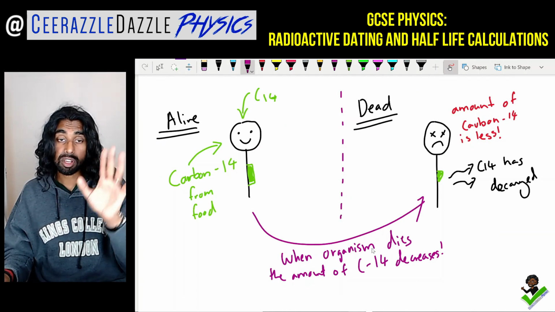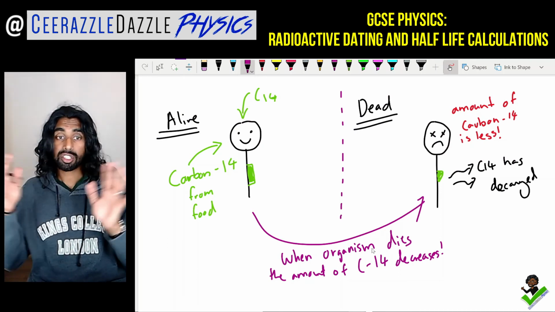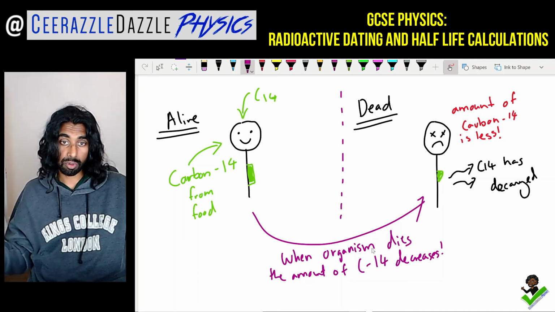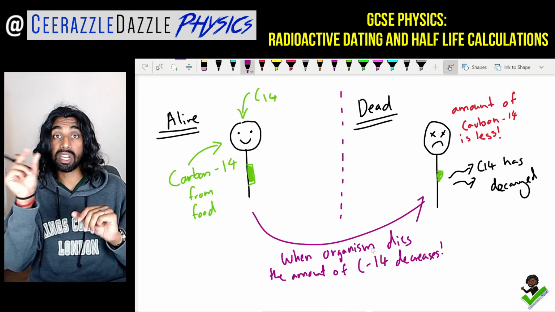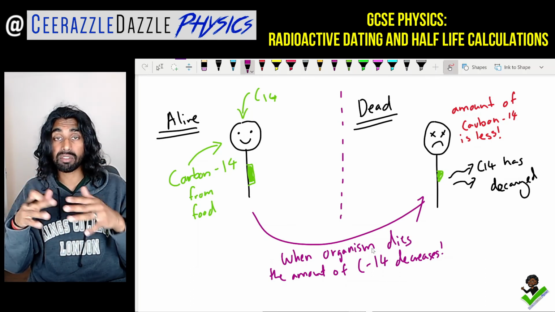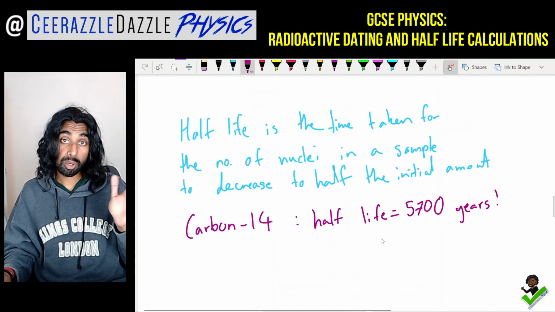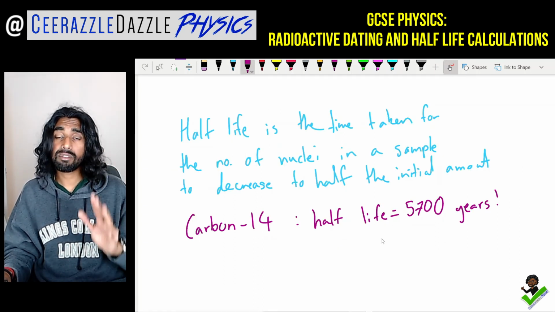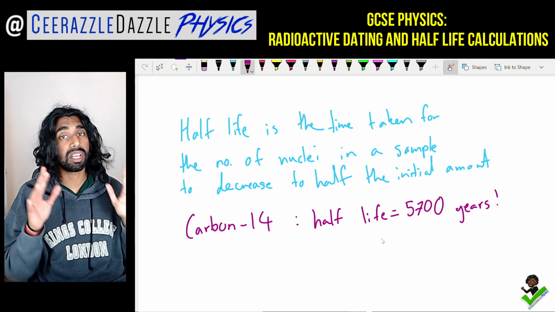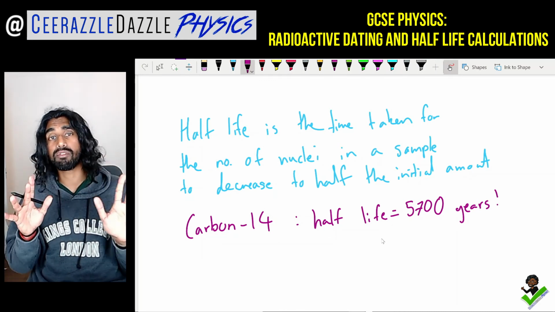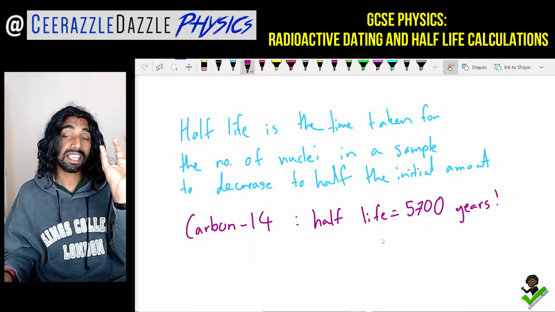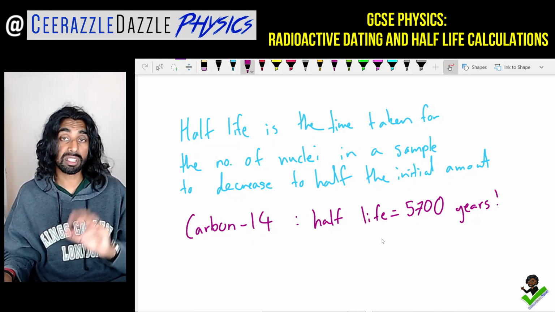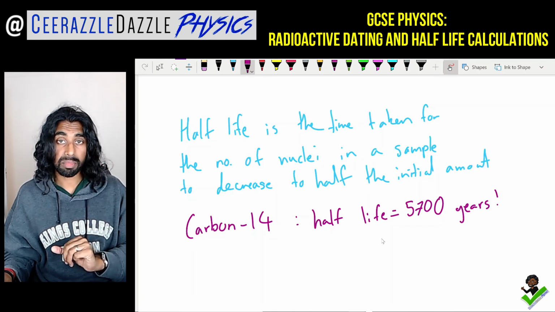Then, scrolling down, I drew an alive stage and after stage. So when you're alive, you're constantly having carbon-14 put into your body. But obviously, if the organism is dead, the amount of carbon-14 will be lower. Why? Because it's radioactive and obviously it would decay. Then I gave a quick recap on the half-life. The half-life is the time taken for the number of nuclei in a sample to decrease to half of its initial amount. And we said that the carbon-14 half-life is 5,700 years. You'll be given the values in the exam.